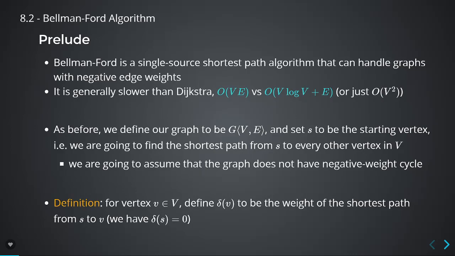Okay, I think that's pretty much all I need to talk about before we go into the algorithm. Just one definition. We're going to say that delta(V) is the weight of the shortest path from S to V. Just a nice notation to make it simpler. And yep, let's jump into the algorithm.